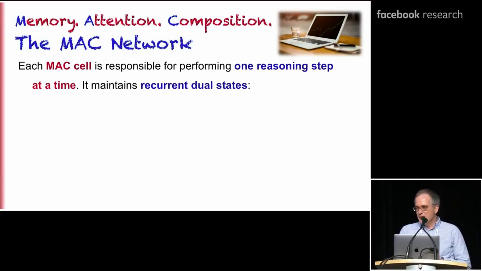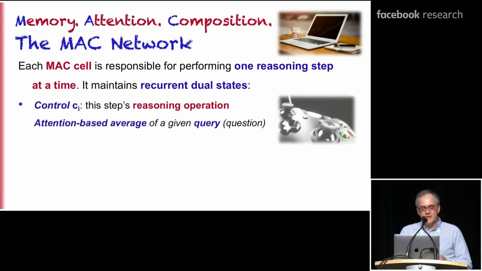Okay, so we'll then, for the next few slides, gradually work down into the details. So for a single MAC cell, it's meant to do one reasoning step. And to do that, it makes use of having two recurrent states. So we have a control state, and so this represents the step's reasoning operation. And the reasoning operation is going to be represented as an attention-based average of a given query, where the query for CLEVR is going to be the question that we're asked.